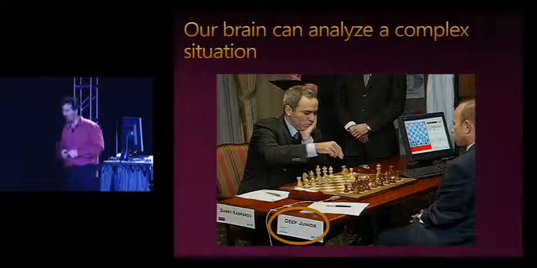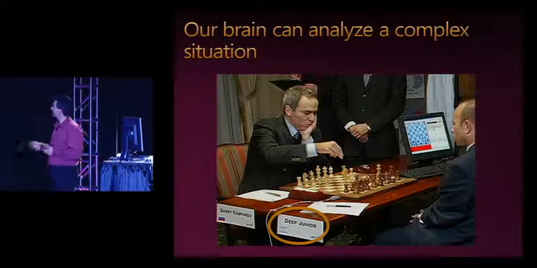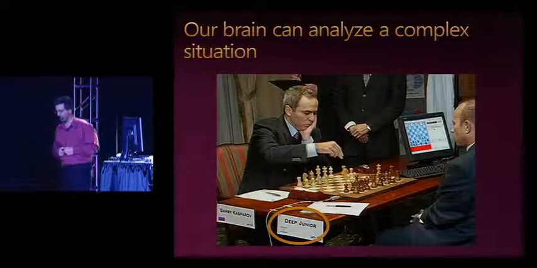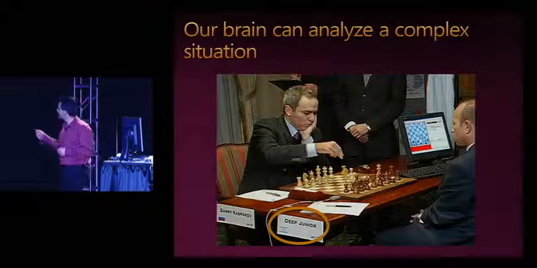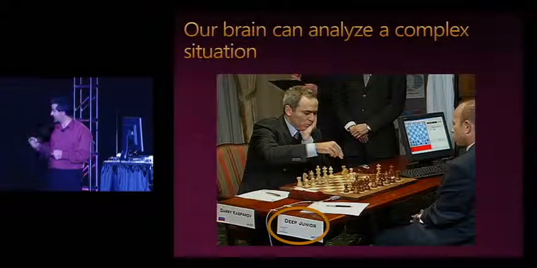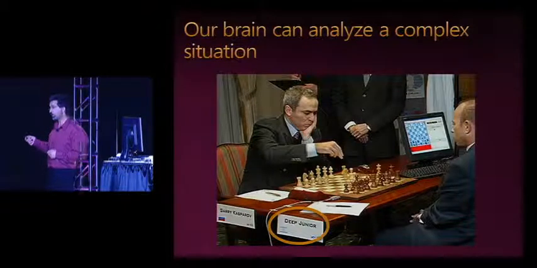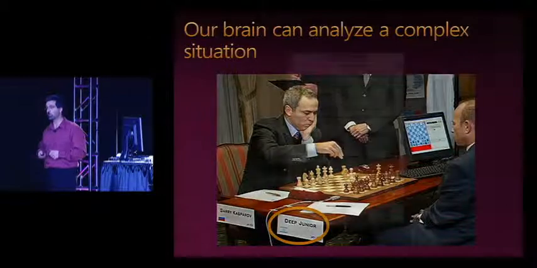Okay. So our brain can also analyze complex things. In this picture, you can see the world champion Garry Kasparov playing against IBM's Deep Blue, presented by Deep Junior, as you can see. In this case, computers are already superior to people, and even Garry Kasparov can beat Deep Blue now in only one move, only in one way.